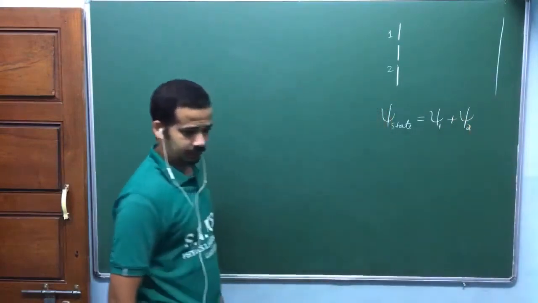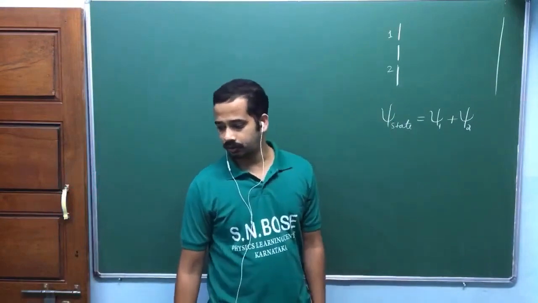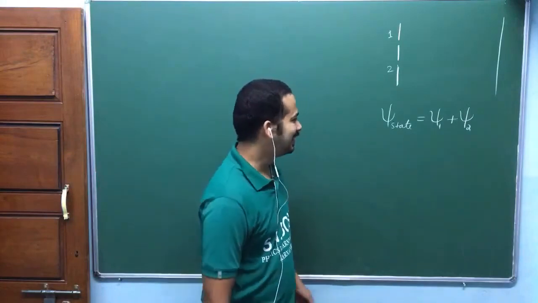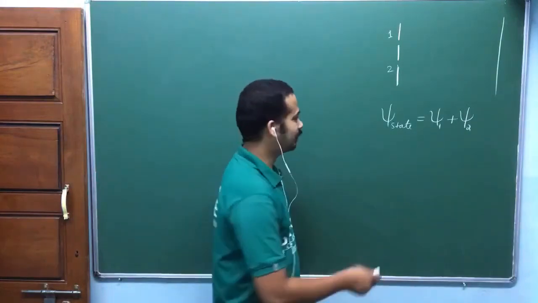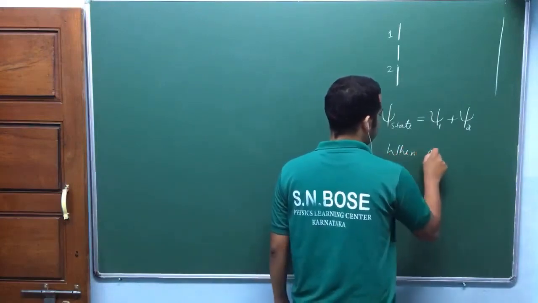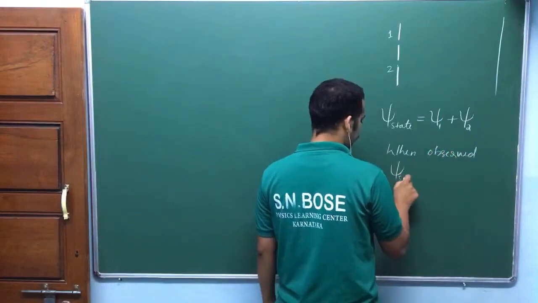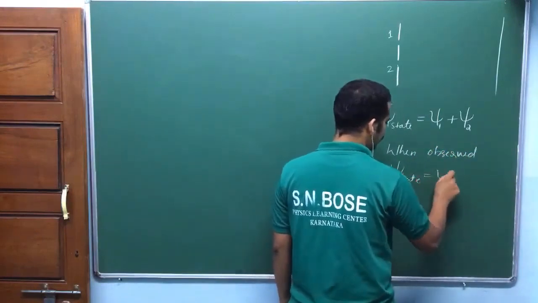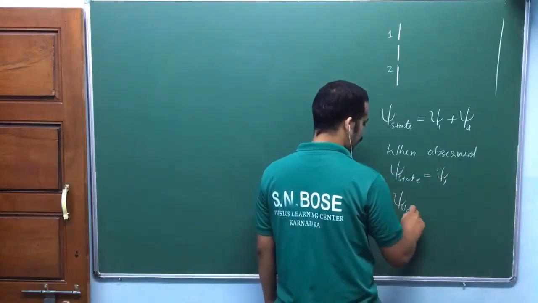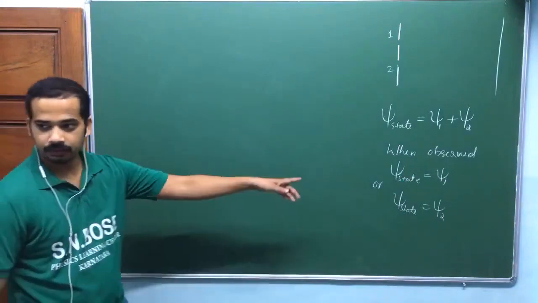The state of the particle was in a superposition of two translational states when unobserved. When you do the observation, the state of the particle will show either this translational state or that translational state. So that was the observation.